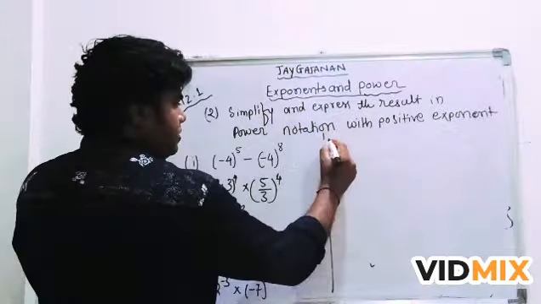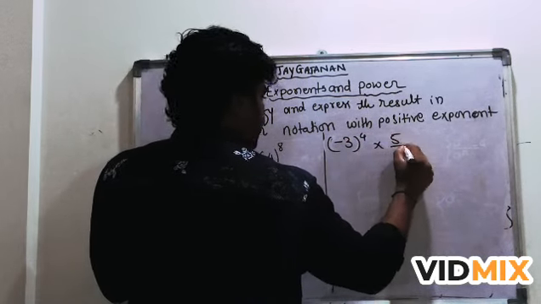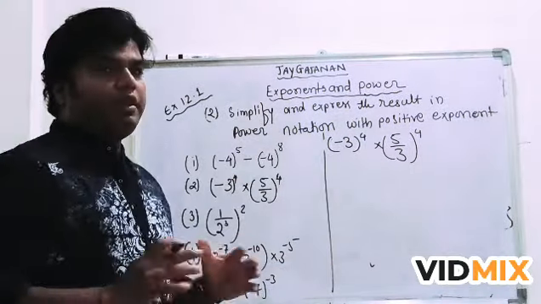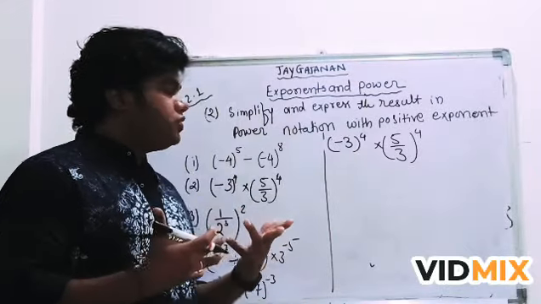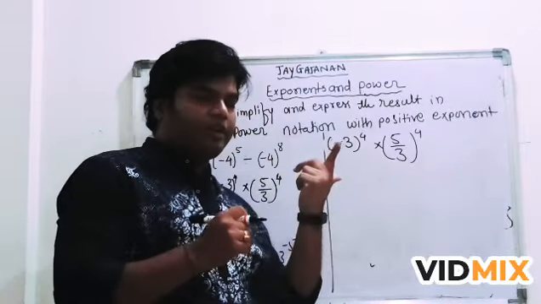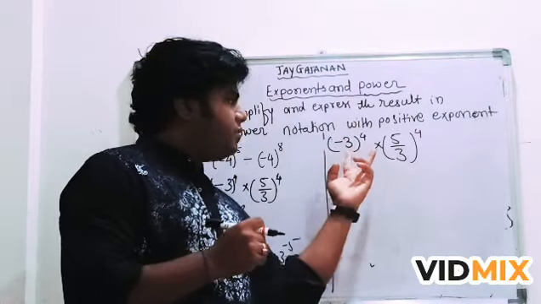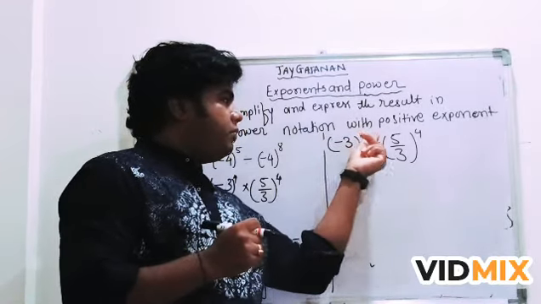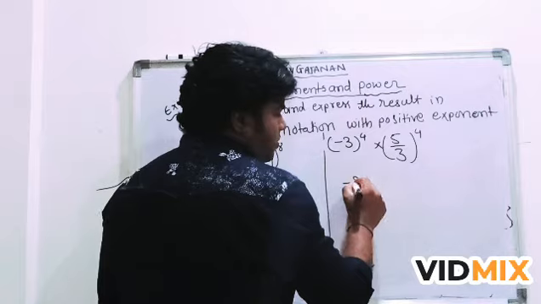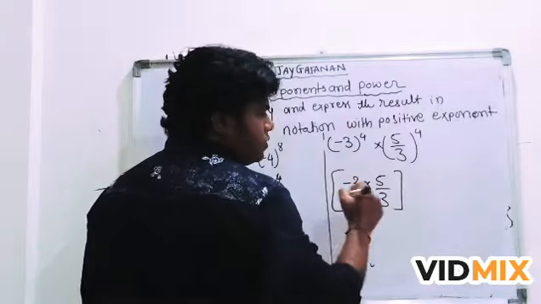Now the next question is minus 3 to the power 4 into 5 by 3 to the power 4. Correct? Now we have to solve this. Again we have to imagine which identity can be used. Here the bases are different, but the powers are the same. a to the power m into b to the power m. So what will happen in such case? This will become completely one bracket. We will bring all this in one bracket. Below this there is nothing, meaning one.